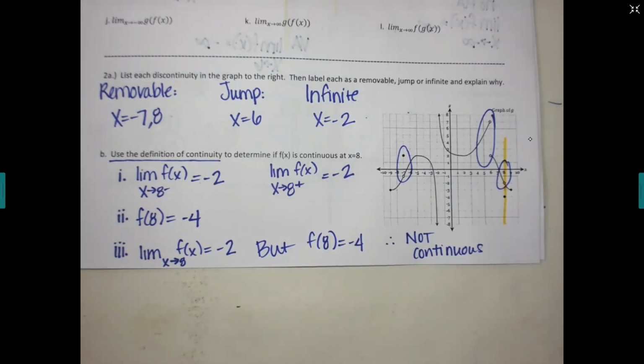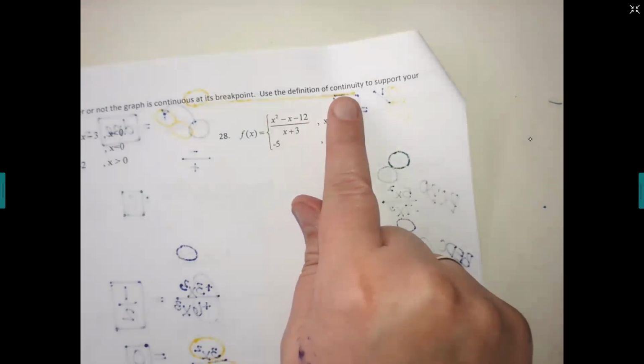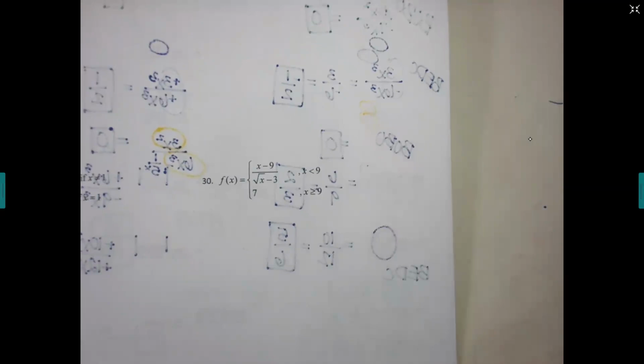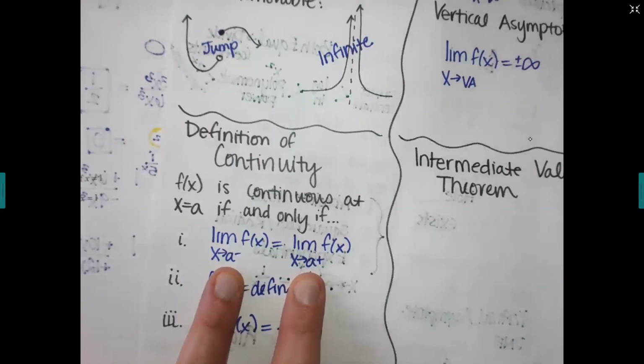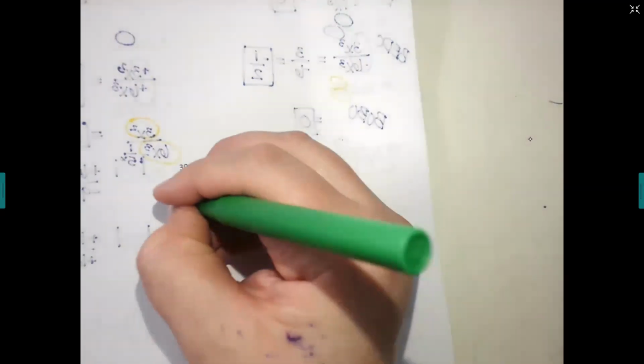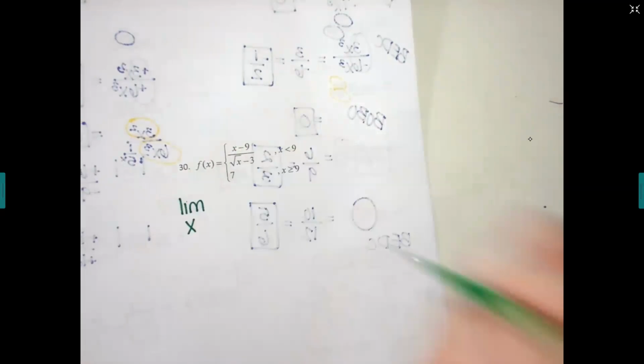We're gonna do a couple off the last page, maybe 2 of them, and then we'll be done. Take a look for me, please, at number 30. It says, determine whether or not the graph is continuous at its breakpoint. Use the definition of continuity to support your answer. What is the first thing that I do if I'm checking continuity? I do the left and right limits separately. So write that down. I want the limit as x approaches 9 from the left.